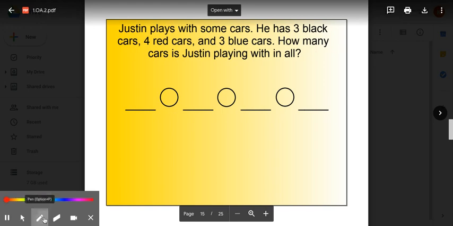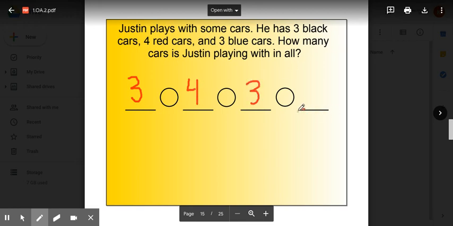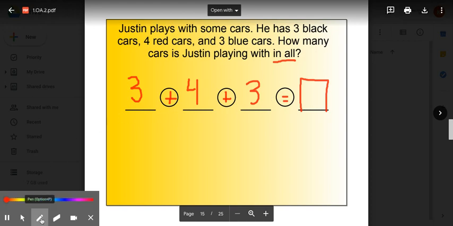All right, let's do it together to see if what I get matches what you got. Justin plays with some cars. He has 3 black cars, 4 red cars, and 3 blue cars. How many cars is Justin playing with in all? And I know I'm adding because it says in all, which means I'm adding all 3 numbers together. The first thing I'm going to do is draw a picture to solve.